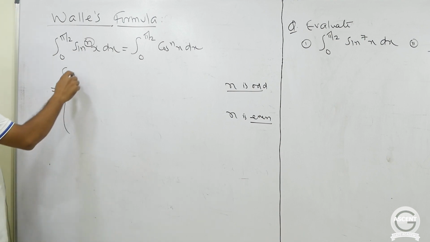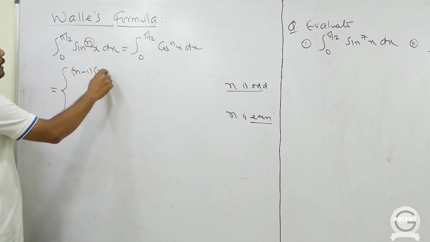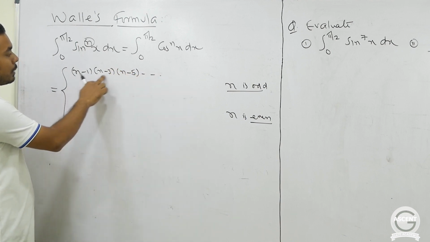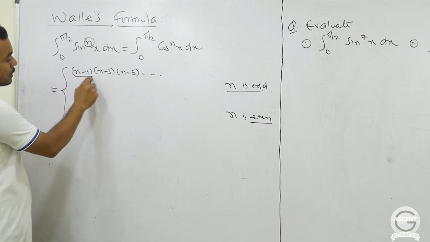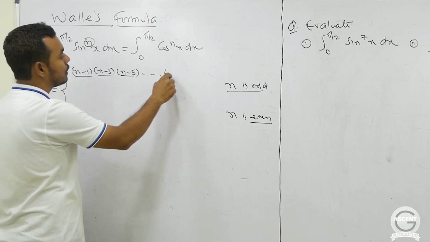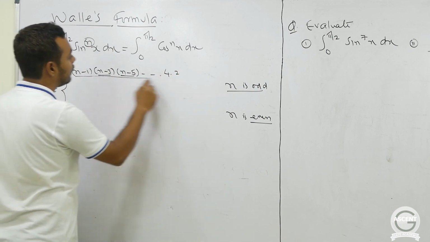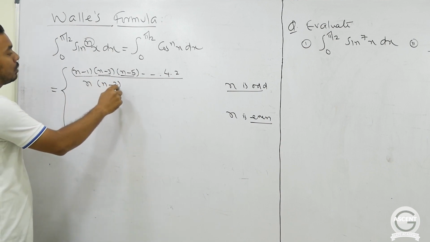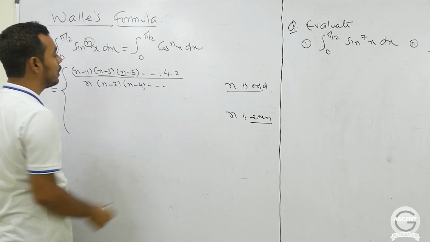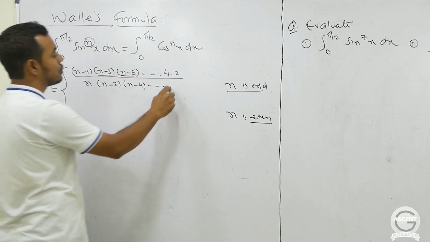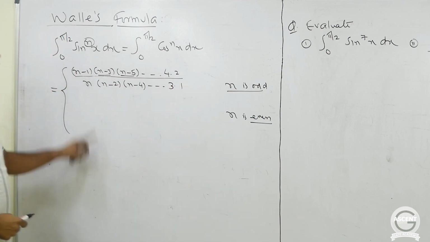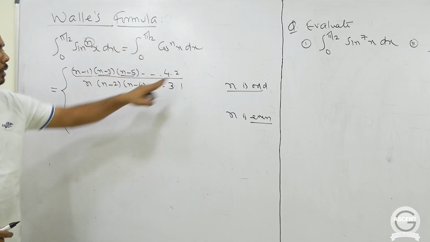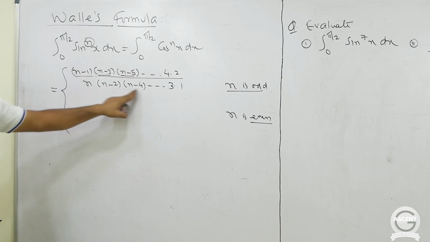If n is an odd number, the value of this integral will be (n minus 1)(n minus 3)(n minus 5) and so on. Now if n is odd, then remember that this is a sequence of even numbers. n minus 1 will be even, so 4, 2, and this is divided by, in the denominator, n, (n minus 2), (n minus 4) and so on. Now this is a sequence of odd numbers, so you will have 3 here, 1 here. So this is the formula when n is an odd number. Start with n minus 1, keep on subtracting 2 until you reach 2, and in the denominator also start with n, keep on subtracting 2.